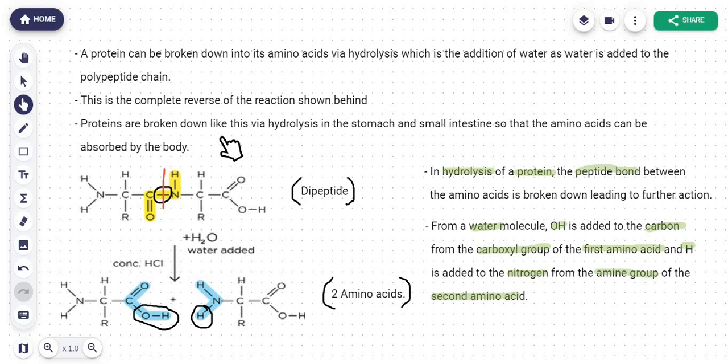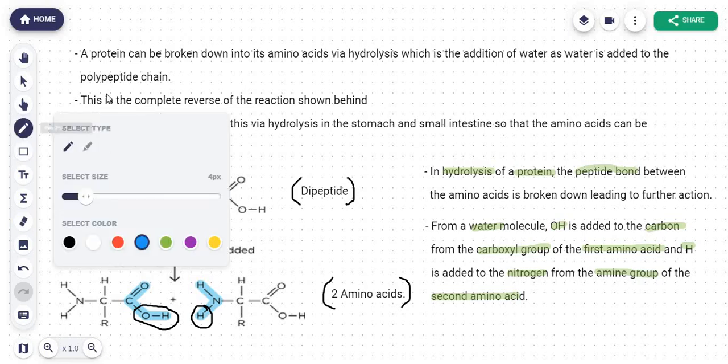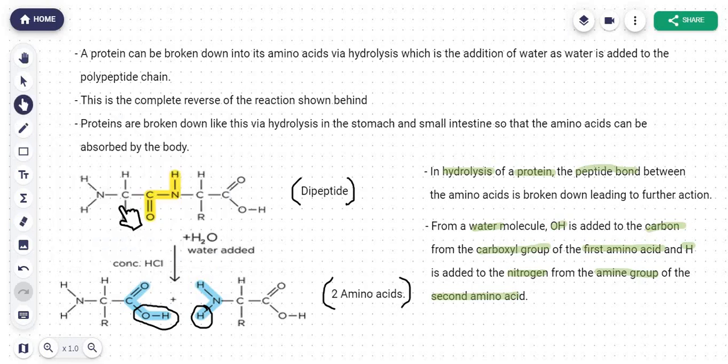Proteins are broken down like this via hydrolysis in the stomach and small intestine, so the amino acids can be absorbed by the body in their simplest form. This reaction, which is the complete opposite of what we just studied, actually occurs in our bodies during digestion, right? This is basically your polypeptide. As you can see, we have labeled the peptide bond. I just reused this from previously when I taught someone. You can see here, this is one amino acid and the next, and this is the peptide bond right here between the carbon and nitrogen.